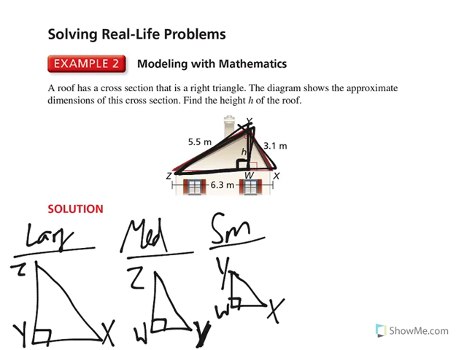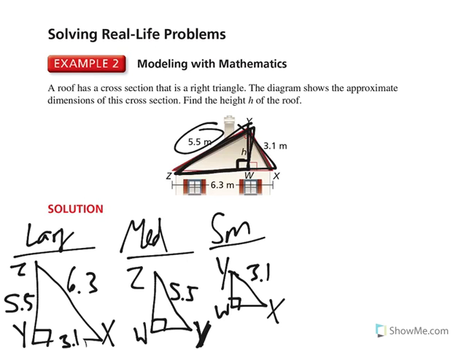So I know ZY up here is 5.5, so anywhere I have ZY I can put 5.5. So that would be here too. I know YX is 3.1, so anywhere I have YX, I'm going to put 3.1. Okay, and then I have ZX is 6.3.